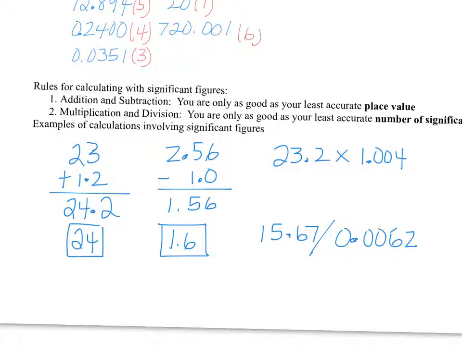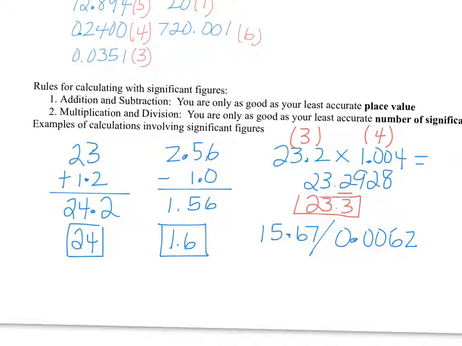When I just do the math and I multiply, what do I get? 23.2928. 23.2 has how many sig figs? 3. And 1.004? 4. So my answer can only have 3. So my final answer is, yes, 23.3. Good job. Didn't trick you guys up yet. Maybe on the last one.